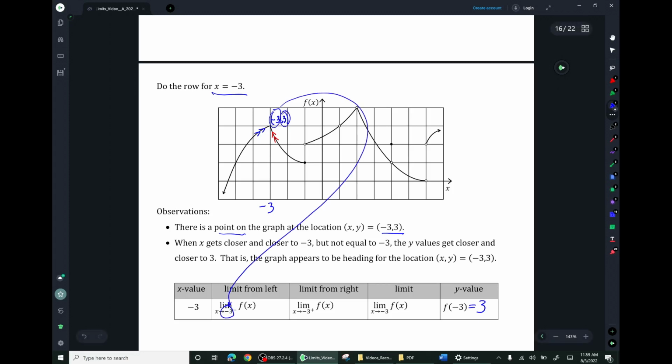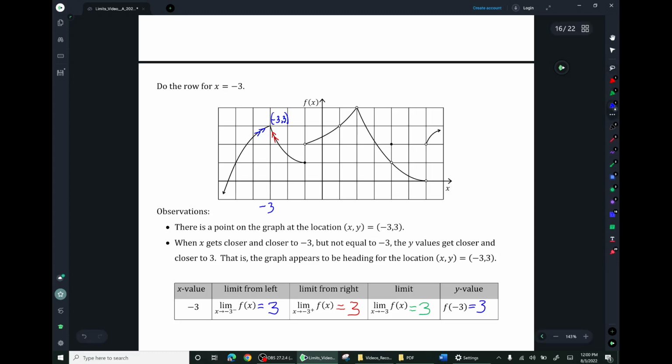That y-coordinate of the location that the graph is heading for shows up here. So we write the following. The limit from the left is 3. And similarly, the limit from the right is also 3, because the graph is heading for that same location from the right. Now, since those two one-sided limits match, we say that the limit, the regular limit, exists, and its value is that common value. The limit as x approaches negative 3 of f of x is 3.